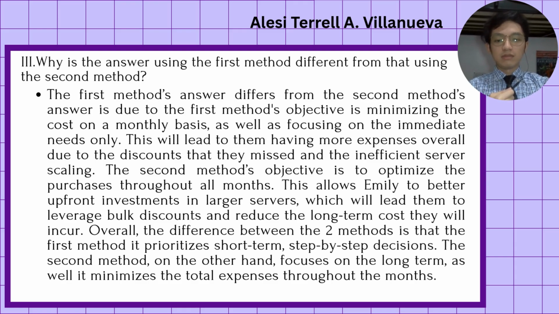This allows Emily to make better upfront investments in larger servers, which will let them leverage bulk discounts and reduce the long-term cost they will incur. Overall, the difference between the two methods is that the first method prioritizes short-term, step-by-step decisions. The second method, on the other hand, focuses on the long term, as it minimizes the total expenses throughout the months.